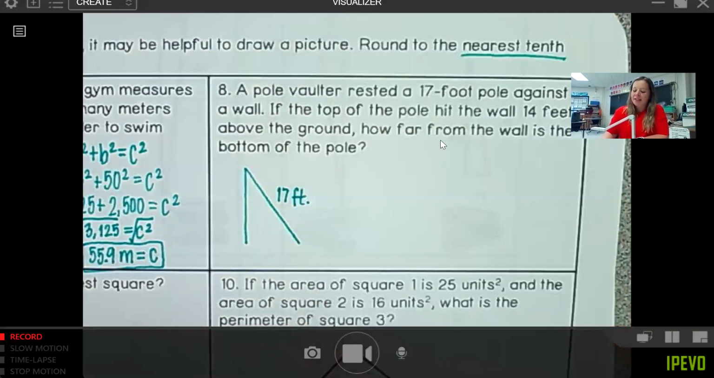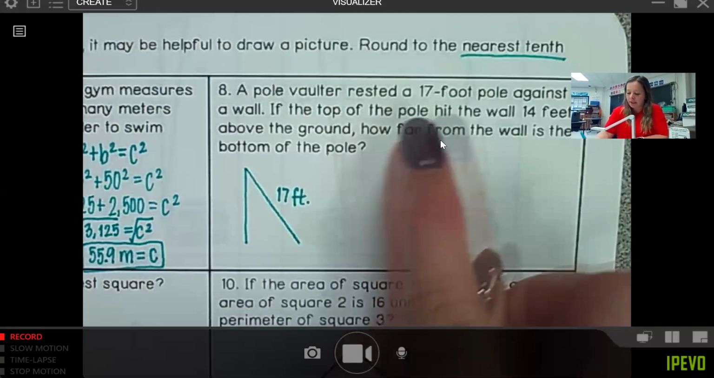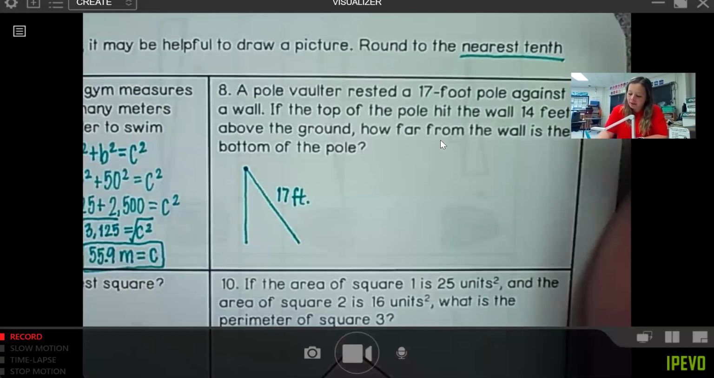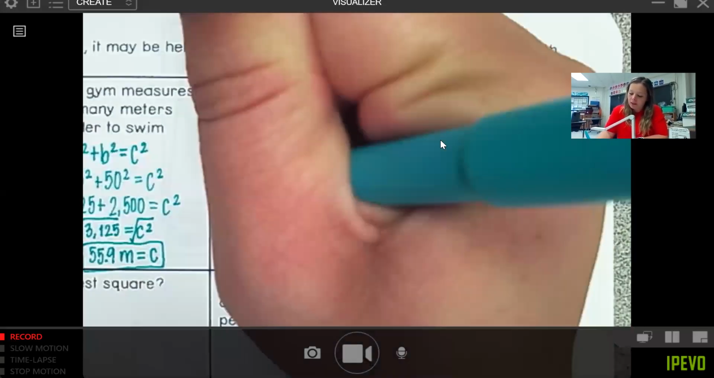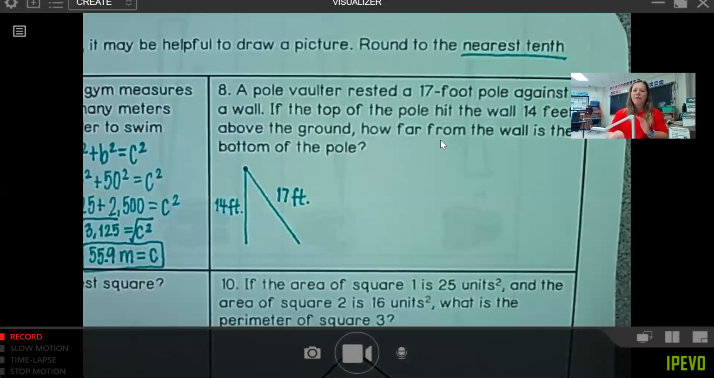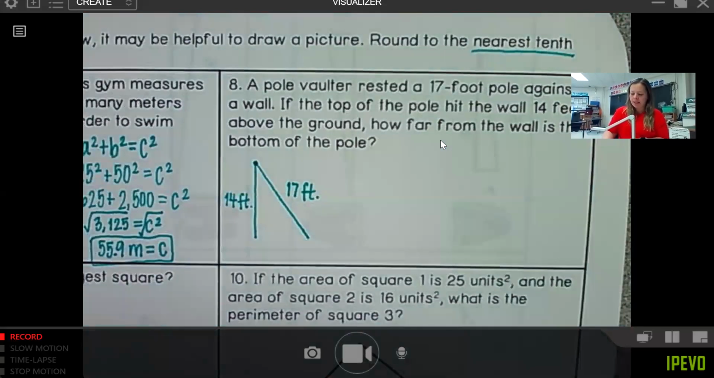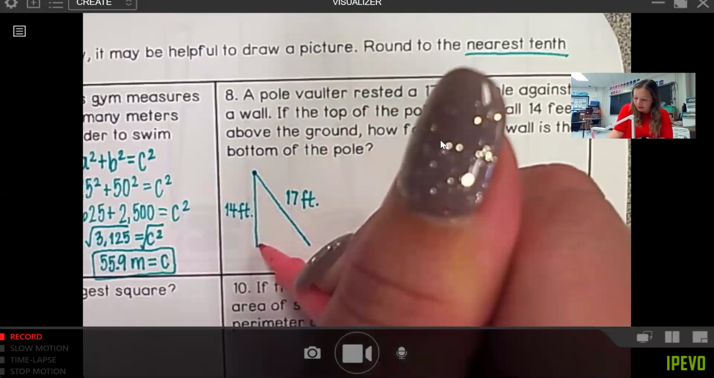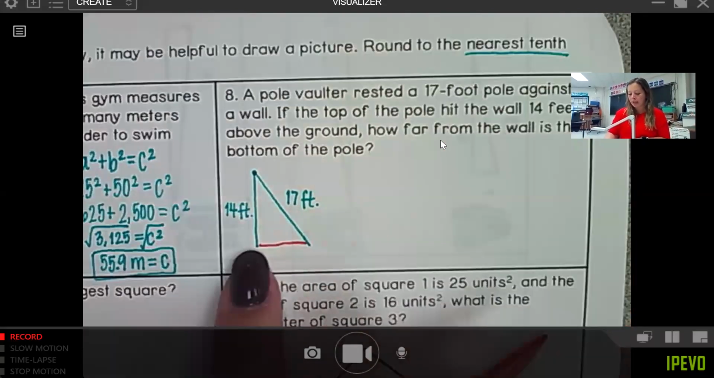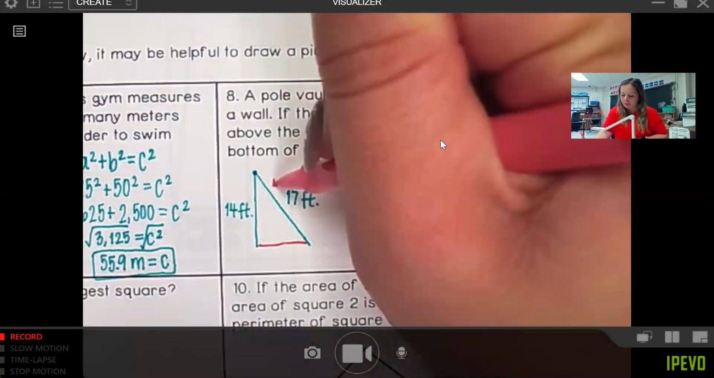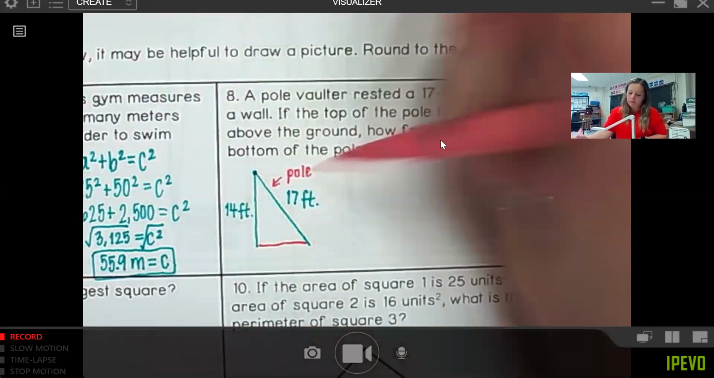If the top of the pole, so this top point right here, hit the wall at 14 feet above the ground, so our wall and our pole met at 14 feet off the ground, how far from the wall is the bottom of the pole? So we can create a right triangle. This is the ground, and then we have our wall and our pole. So this is our pole. And this is our wall.